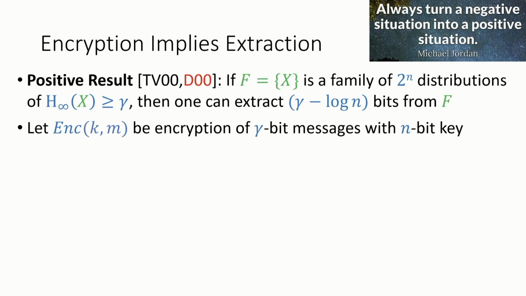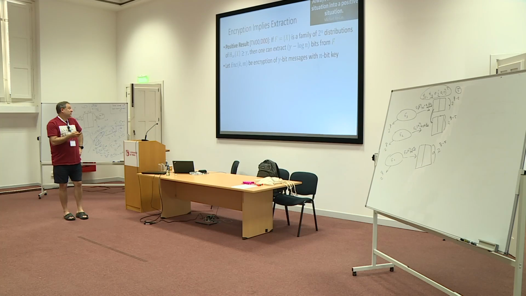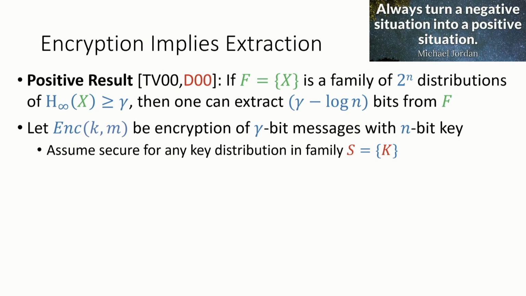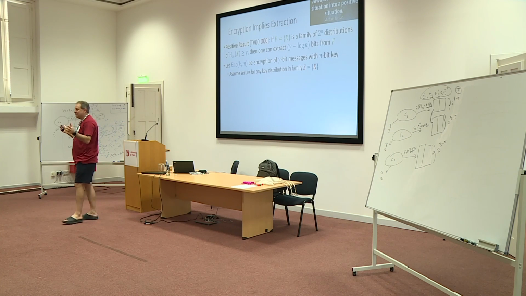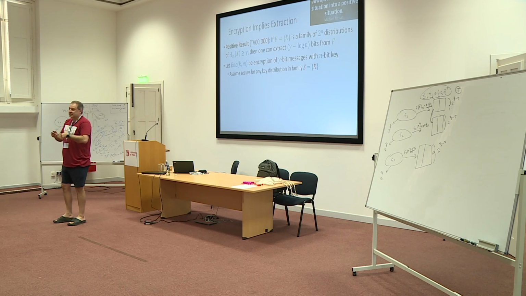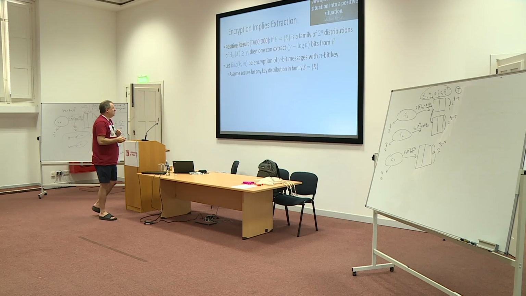I want to argue that I can, so what does it mean? It means that assume the scheme is secure for some distribution family K. It could be triply exponential or maybe infinitely many distributions. I'm not saying anything about how many distributions. I said, listen, there's some family of distributions on the key that somehow this encryption is secure for every distribution in this family, right? So this is kind of my assumption.